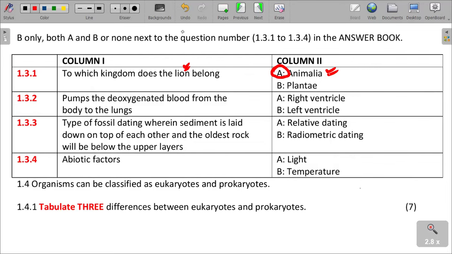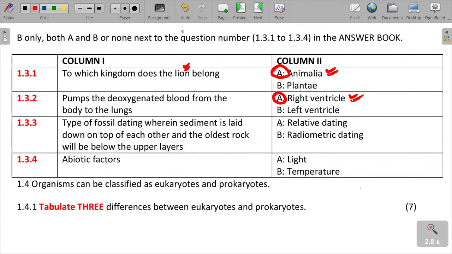Type of fossil dating wherein sediment is laid down on top of each other, and the oldest rock will be below the upper layers. That's what I was saying, that we talk about the order. We can identify the age of fossils based on their layering, which is quite an interesting subject. Again, check on the channel class, it is explained there. We are talking about eroded materials that are laid down, and they appear according to timelines. The oldest ones will always be the lowest, and the youngest ones are found on top.